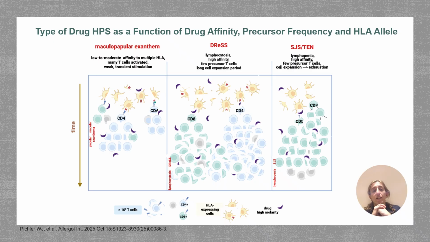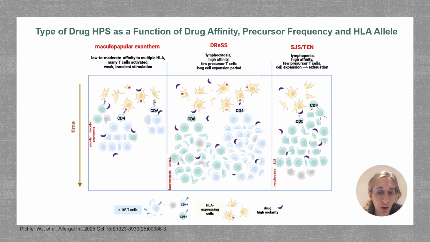Very recently, it has been reported by Pichler that the type of drug hypersensitivity is a function of drug affinity, precursor frequency, and also the HLA allele. So here you can see time and different SCARs, and you see how, if there is a low to moderate affinity to a multiple HLA, mainly T cell activities, it's a quick transient stimulation, we have the maculopapular exanthema. But when we move to SCARs, we have different situations.